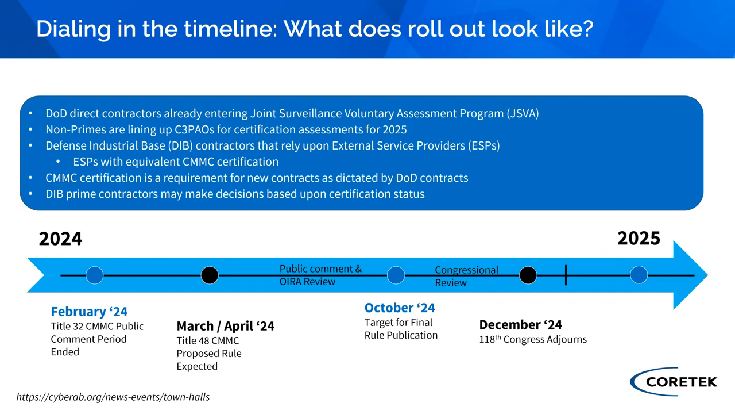I think there's another 200 or 300 that are in line, but that doesn't address the rest of the defense industrial base, core tech included. Because of where we work, we are contracting with a C3PAO and basically getting our spot in line for 2025, making sure our program is ready so that once it becomes available, we can start the assessment process and a final certification in 2025.